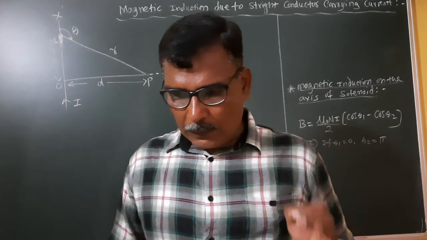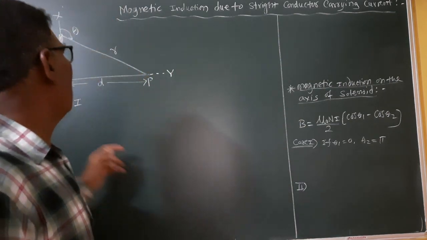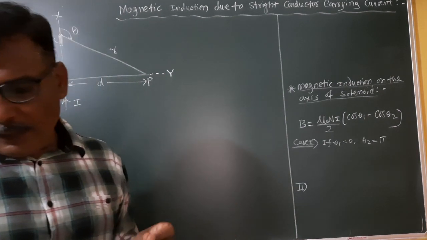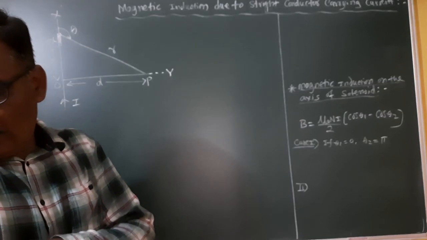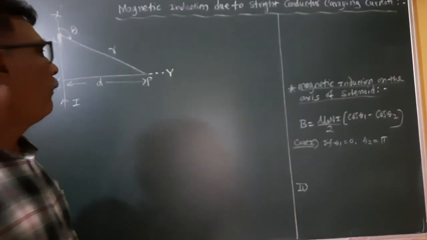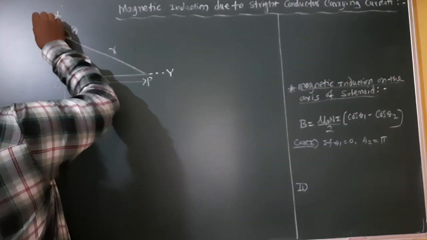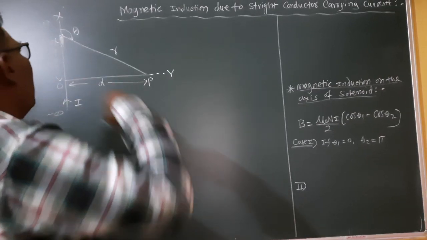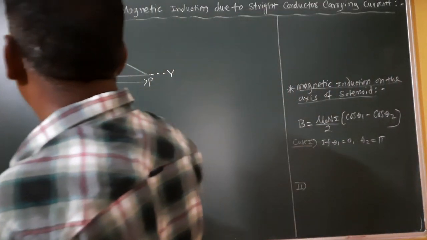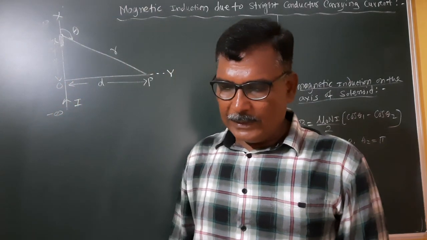In this lecture, we are going to discuss a very important derivation for the magnetic induction due to a straight conductor. We consider a long straight conductor, a long straight wire on the x-axis from minus infinity to plus infinity, carrying a current, say I. In that, we take a length element with length say dx.